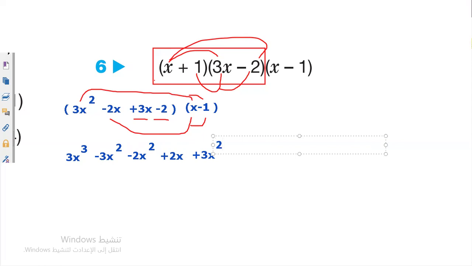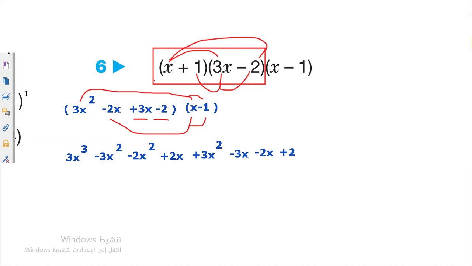That's why I'm telling you focus on the steps because it's confusing a little bit. So 3x times x is going to be 3x power of 2. 3x times negative 1 is going to be negative 3x. Last one, negative 2 times x is going to be negative 2x. Negative 2 times negative 1 is going to be positive 2. And by that, we finished all the expanding parts.